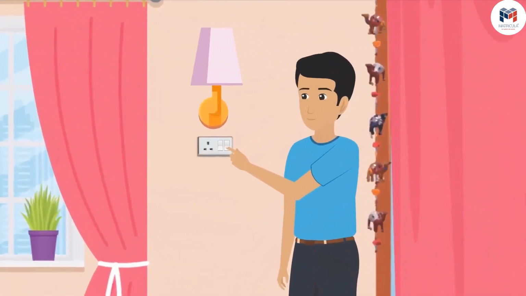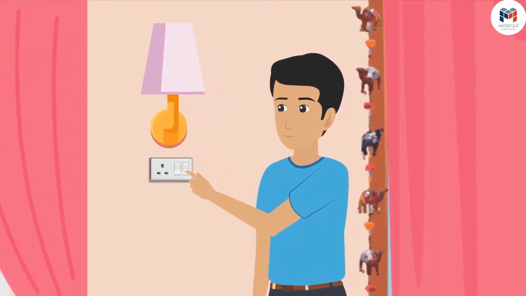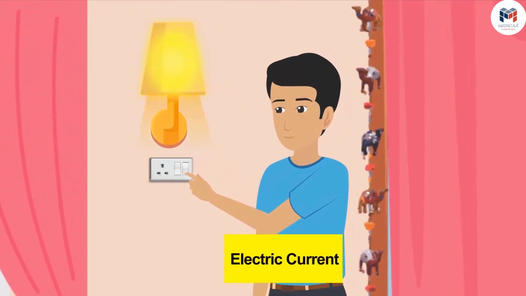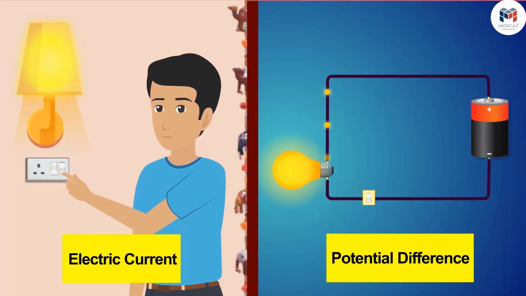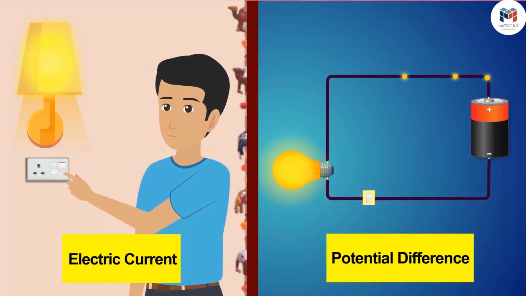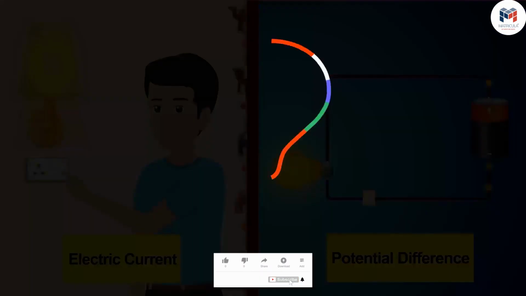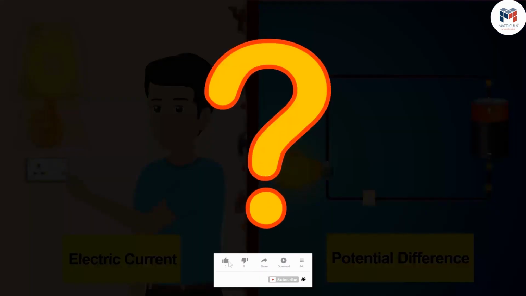As we have dealt with the two very important quantities related to electricity, electric current and potential difference, these two quantities form the foundation of electricity in physics. Now the question is, do these two functions work separately, or is there a relationship between them?